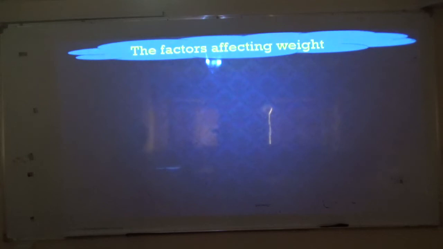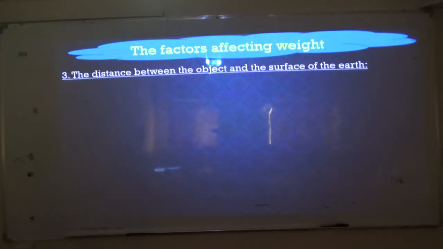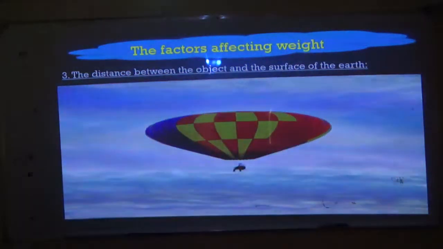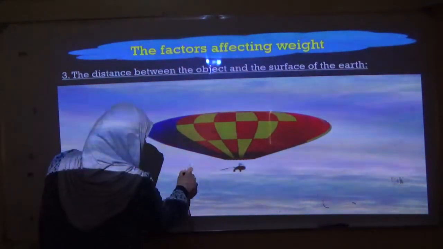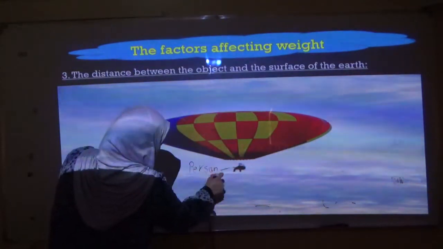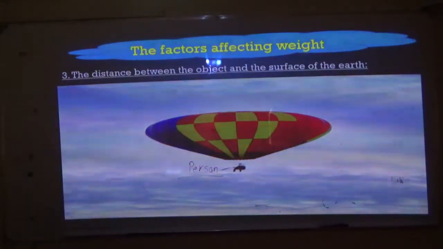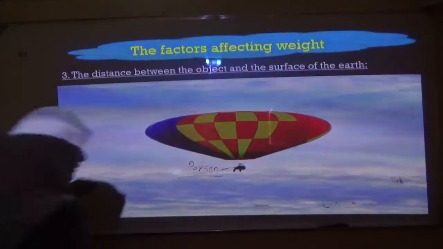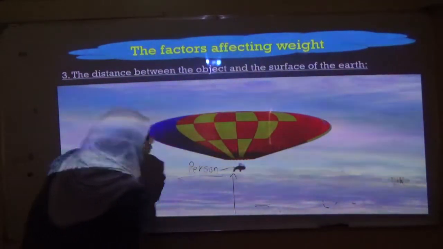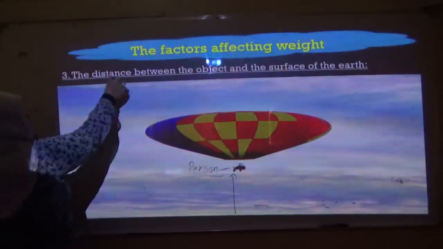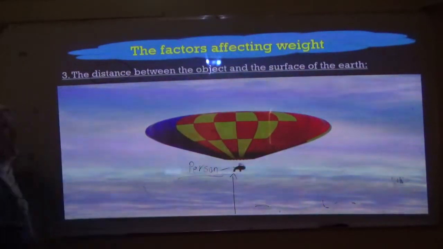And now to the last factor, which is the distance between the object and the surface of the Earth. Before we talk about the last factor, I want you to look at this person. Here we have a person in a flying balloon. As this person is flying in the balloon, he is away from the Earth's surface. He is moving up away from the Earth's surface. The distance between his body and the surface of the Earth will increase.